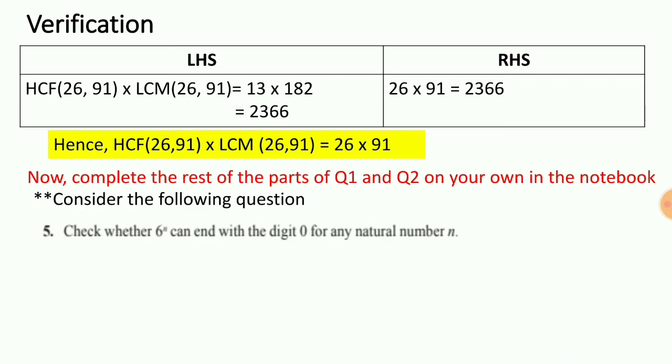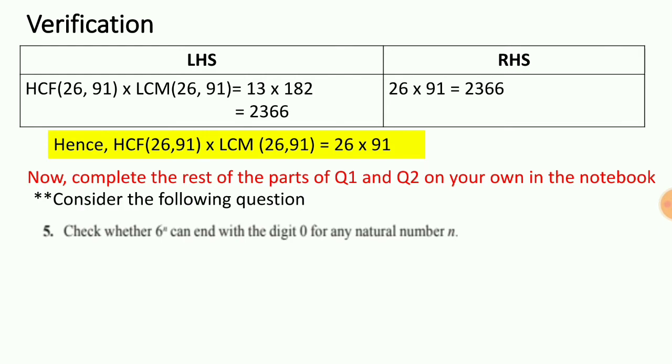Now just tell me, for a number to end with the digit 0, what is the property it must have? Yes, clearly, for a number to end with the digit 0, it should be a multiple of 10. It should have 2 and 5 as its prime factors. 6 raised to the power of n is what? Is it a number having 2 and 5 as its factors? 6 raised to the power of n does not have 2 and 5 as its factors. Therefore, it can never end with the digit 0.